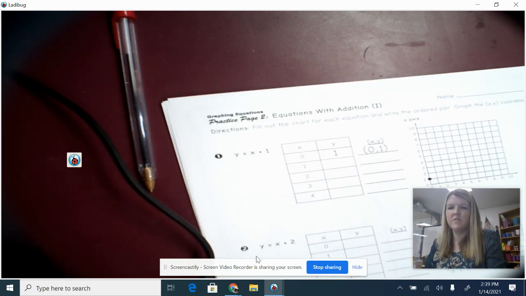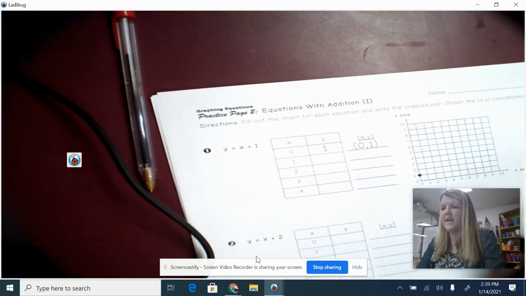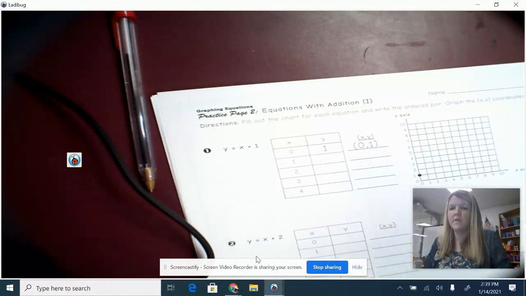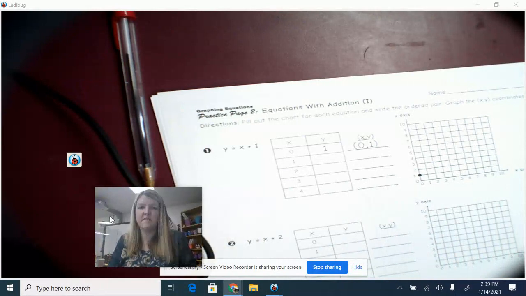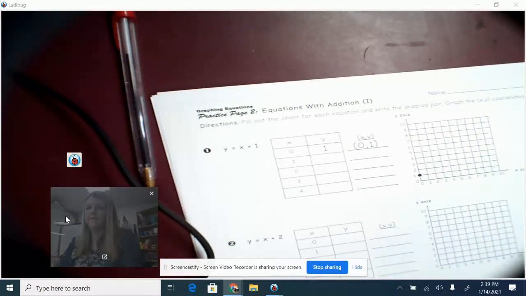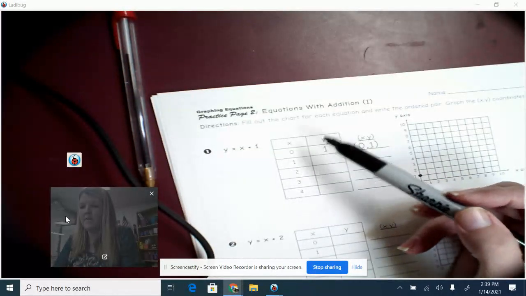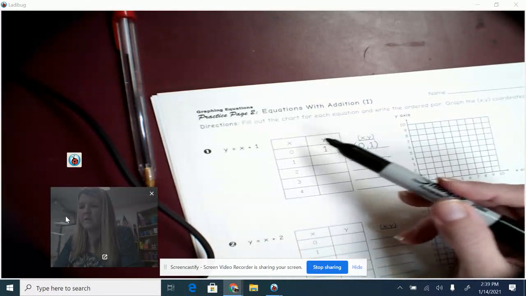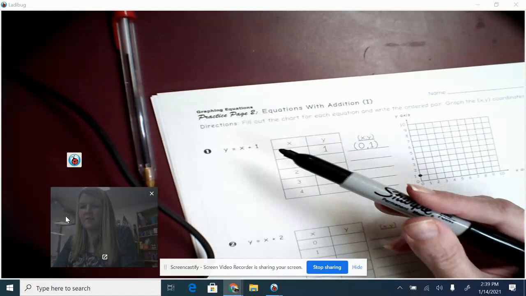All right, we're going to look at a coordinate grid, and we have a table here that we're going to use to find the points to plot on the grid. So on the first one, since we've got the equation y equals x plus 1, what we're going to do is replace x, and that's going to give us the y.